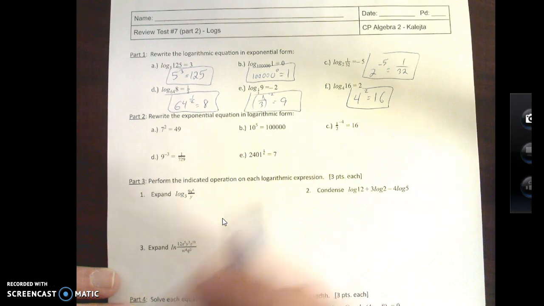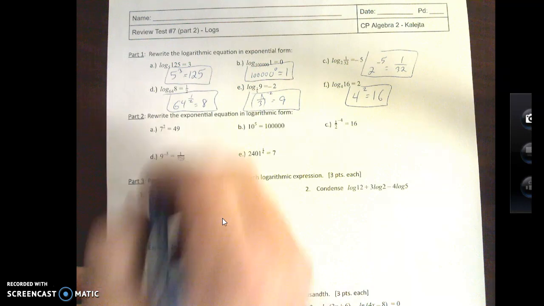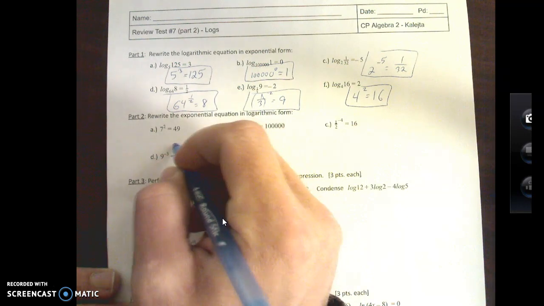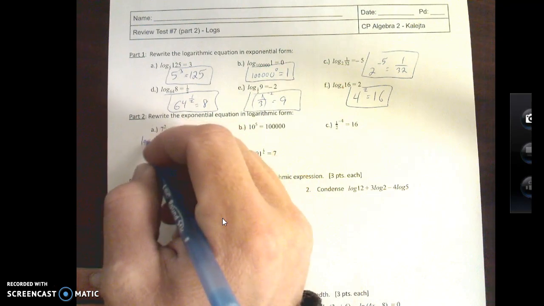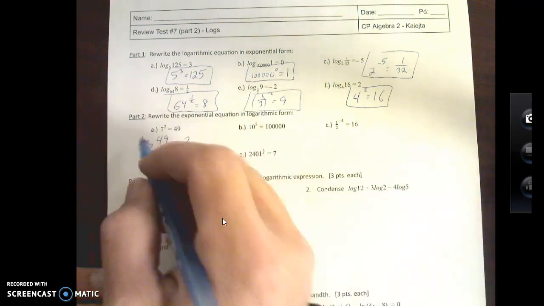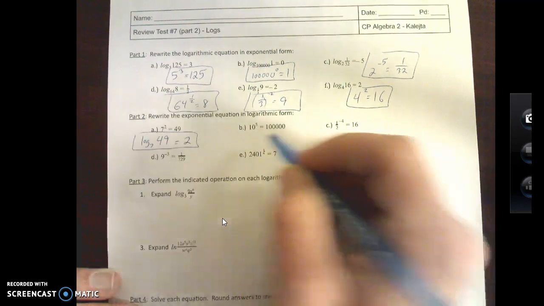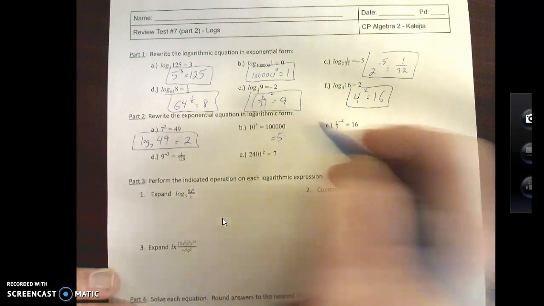Now, if I'm going the other way, so rewriting the exponential equation in logarithmic form, the answer is always your exponent, so equals 2. That's the base, log base 7, 49 equals 2. And it's just, again, a pattern that you're following. So the answer, so it equals 5, that's my exponent.